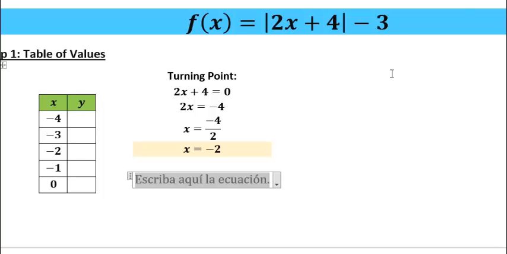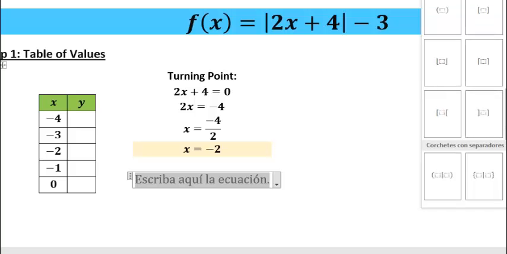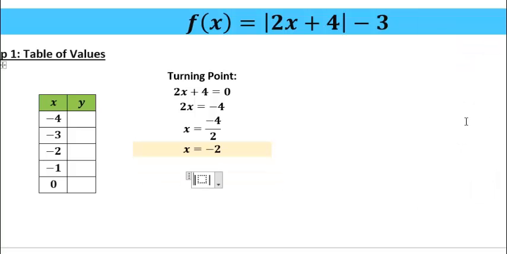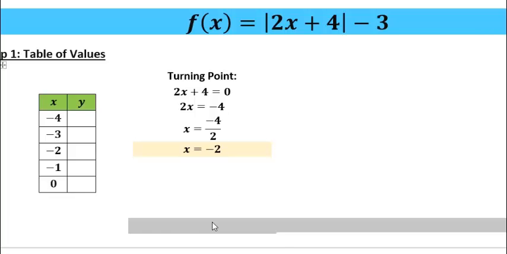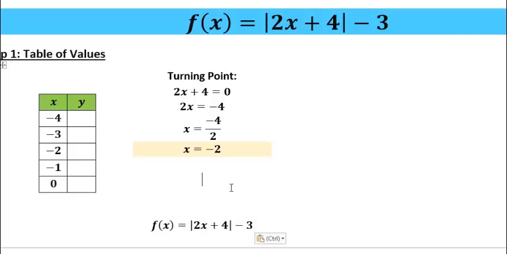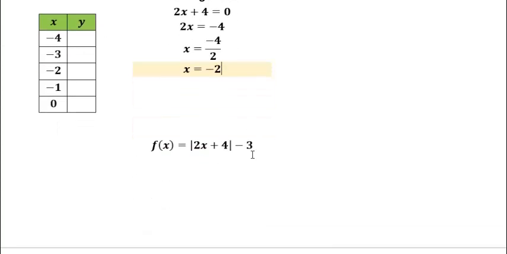So the equation is f(x) equals absolute value of 2x plus 4, minus 3. Okay. And I'm gonna put this maybe a different way. So I'm gonna put it here. Okay, so we have this.